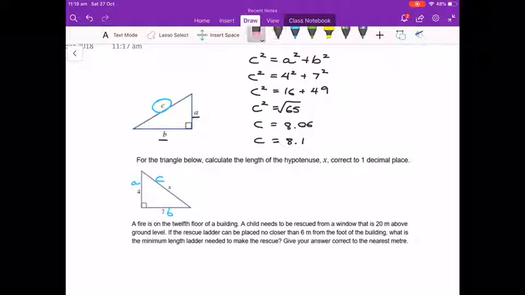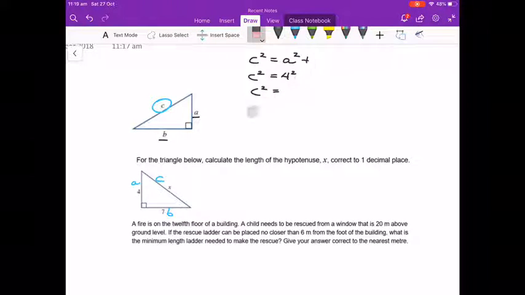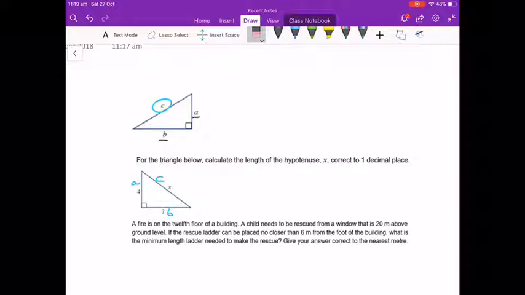Next question. A fire is on the 12th floor of a building. A child needs to be rescued from a window that is 20 metres above ground level. If the rescue ladder can be placed no longer than 6 metres from the foot of the building, what is the minimum length ladder needed to make the rescue?